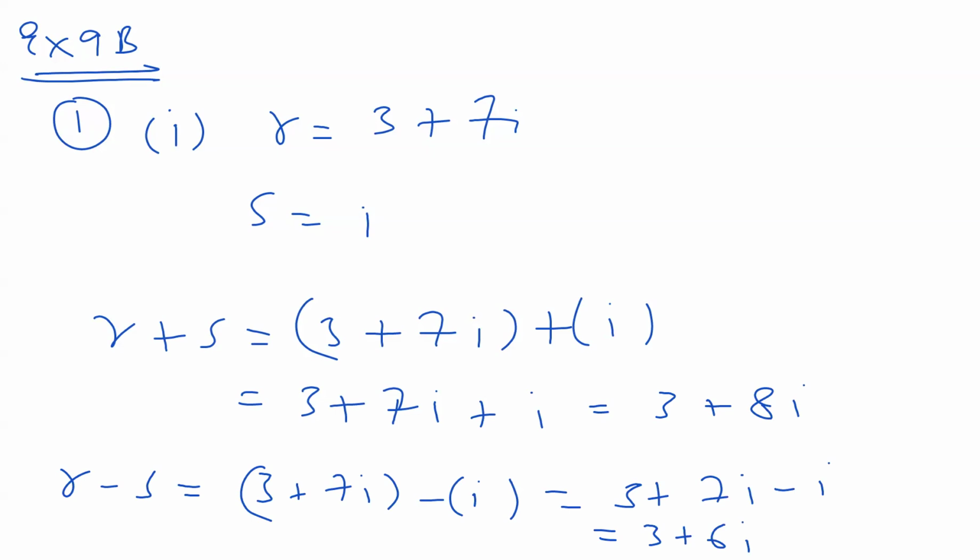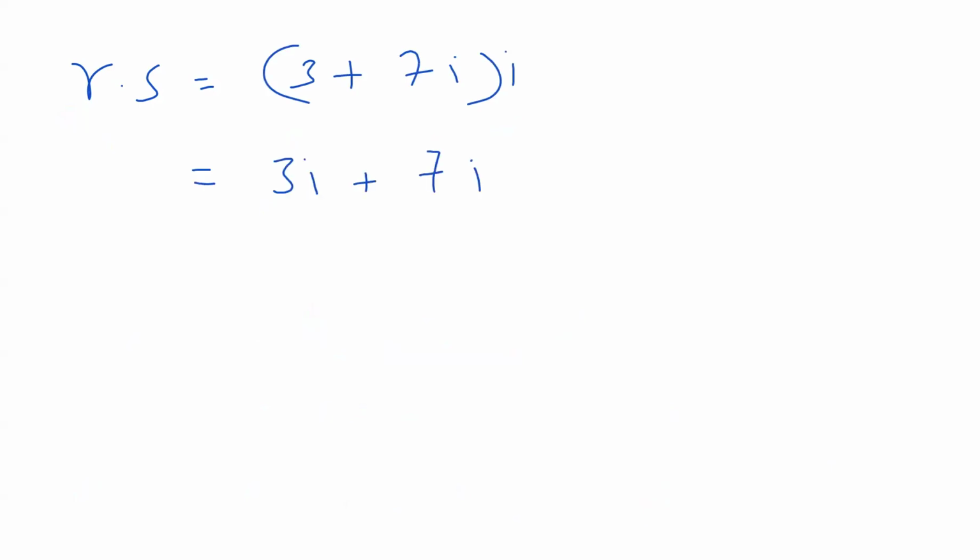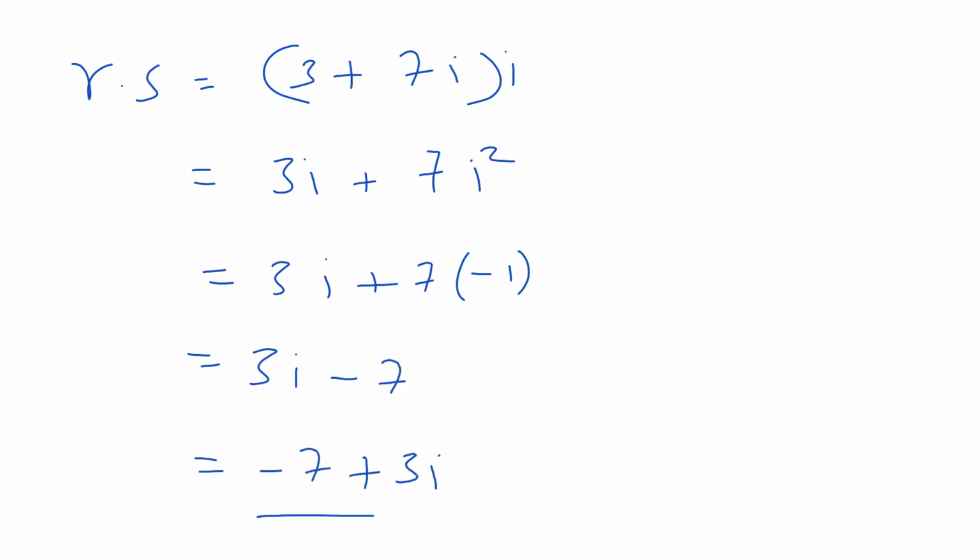They're also asking R into S. So we'll just calculate that. R into S is equal to 3 plus 7i into i. 3 into i is 3i plus 7i square. So 3i plus 7 into minus 1, since i square is minus 1. So 3i minus 7. So this gives me minus 7 plus 3i. Minus 7 plus 3i, R into S.